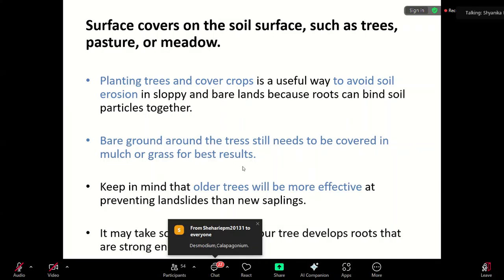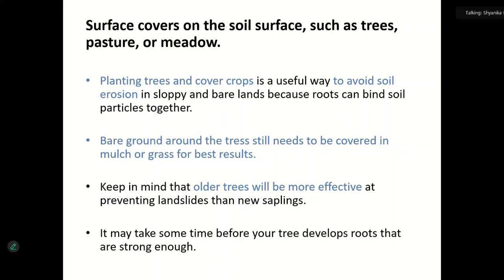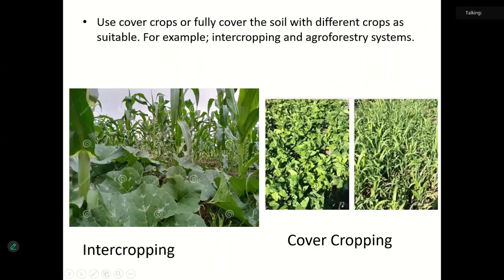Right. And also we can plant trees as well, right? Trees have a good root system, and it binds soil particles, so that we can reduce soil erosion. So these are some of the methods we can use here, cover cropping, right?